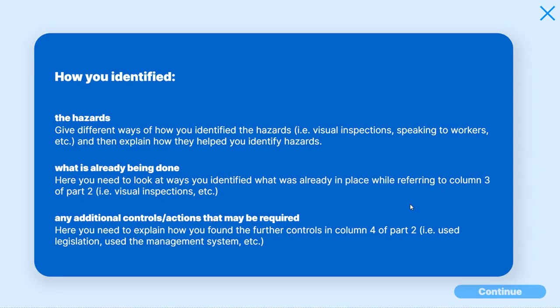What is already being done? Here you need to look at ways you identified what was already in place while referring to column 3 of part 2, i.e. visual inspections, and how you identified any additional controls or actions that may be required. Here you need to explain how you found the further controls in column 4 of part 2, i.e. use legislation, use the management system.